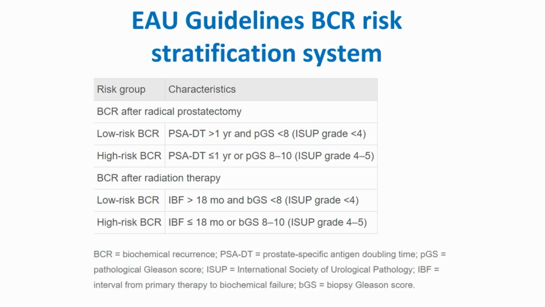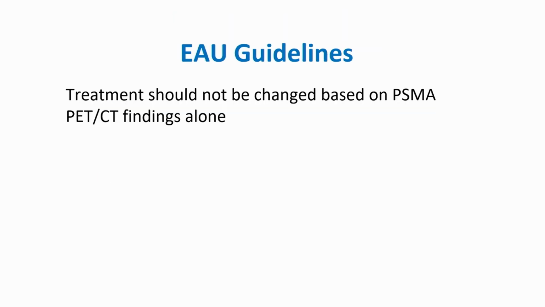The EAU guidelines strongly recommend using the biochemical risk stratification system. So just in terms of understanding what your PSMA means and in ordering it as well. So keep in mind their actual likelihood of having true biochemical recurrent disease. And important to keep in mind that they stress throughout that treatment should not be changed based on PSMA PET findings alone.